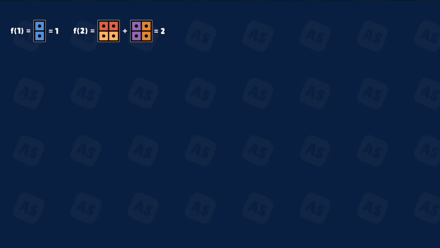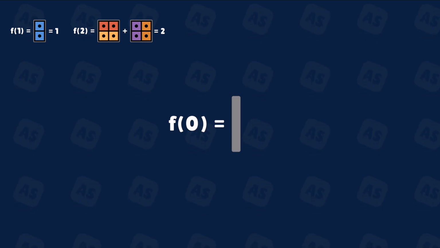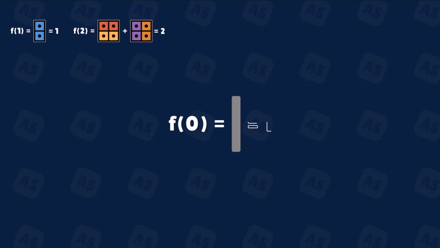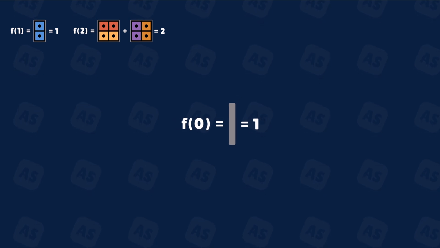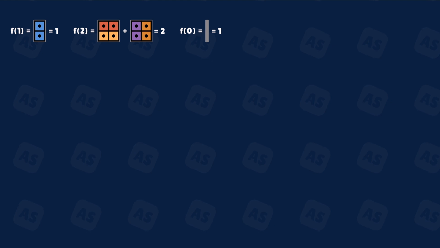Now, let's consider the special case of a board of size 0. How many ways can we fill it? I would say there is one way, by not using any piece at all. Makes sense, right? Now, let's work with a grid of size 3.